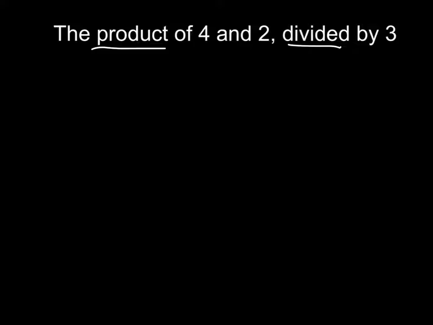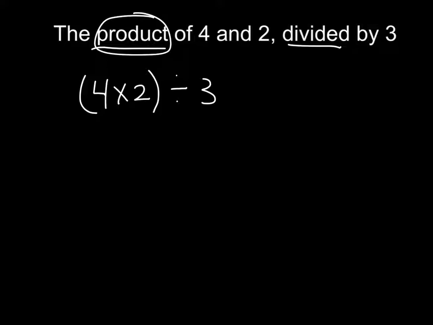Otherwise, I don't know what I'm dividing. So that means that 4 times 2, remember, product means multiply, so 4 times 2 has to come first, and then I will divide that by 3. And we're going to write that as a fraction. So that would be 4 times 2 over 3. And of course, that equals 8/3.